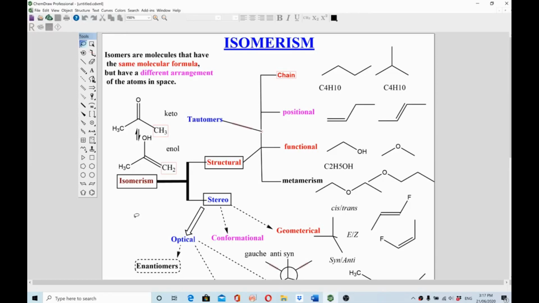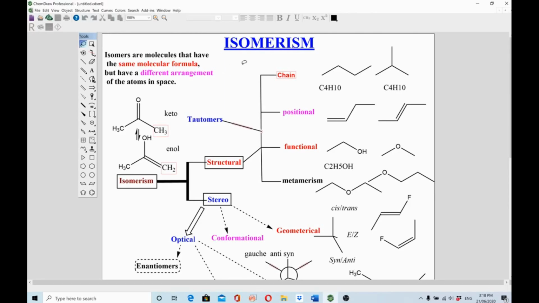By the way, this is one of the reasons why organic compounds are found in millions, because of their isomerism. What I mean by this is that one compound can exist in a number of different forms. That's called isomerism. So let's define isomerism. The word iso means the same and mer means molecules. So it can be defined as molecules that have the same molecular formula but have a different arrangement of the atoms in space. That's what causes isomerism.